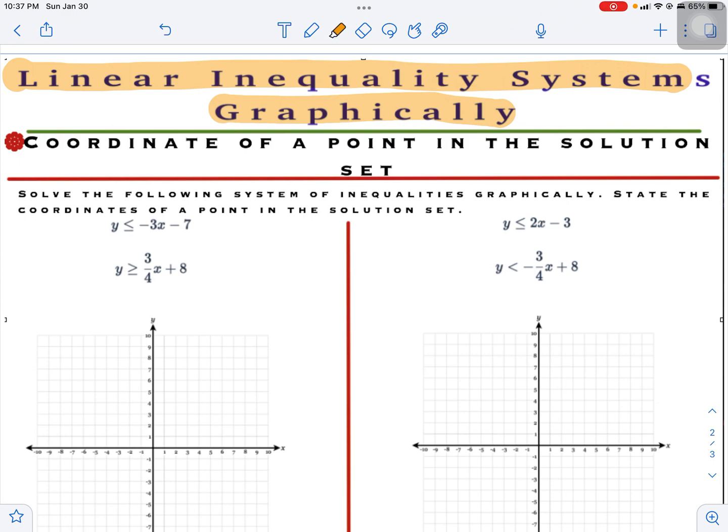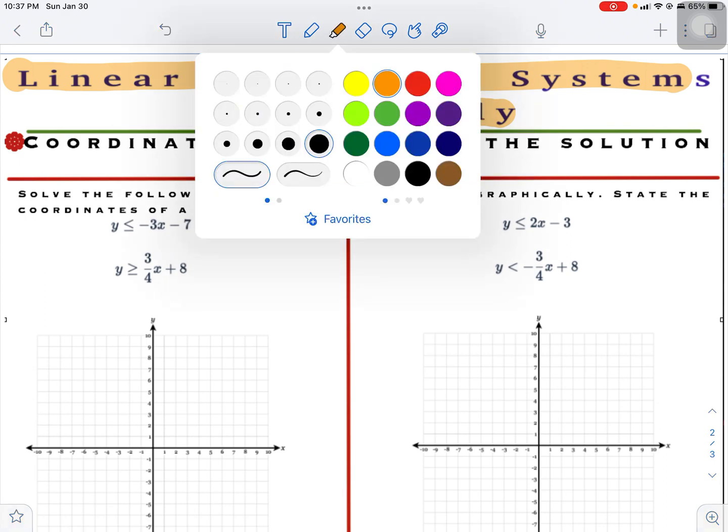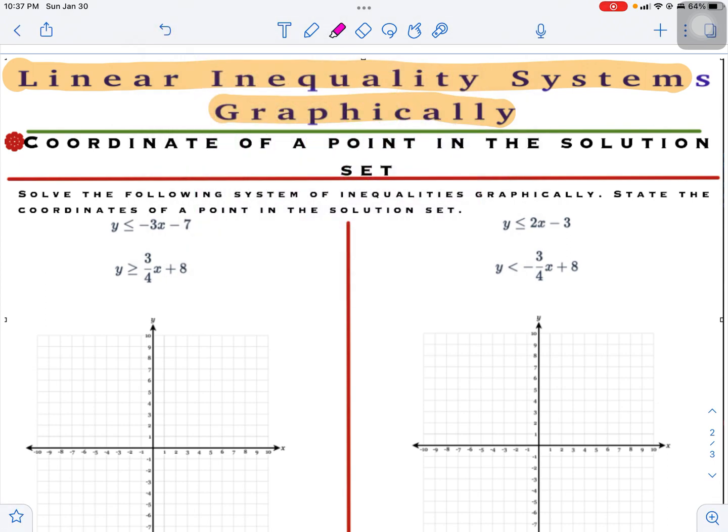Okay, so the definition of solving linear inequality systems graphically is we're going to find the coordinates of a point in the solution set. So we're going to find one coordinate or one point, right? We're going to find the coordinates of a point that lands in the solution set. And I'm going to show you what that looks like.